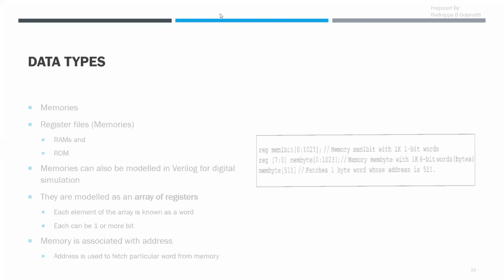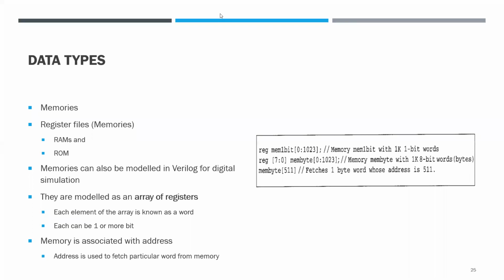So today we'll wind up here, in which we have discussed the net data type. In the coming classes, we'll be discussing integer data types, real data types, how they are stored and represented, then register data types, and memories. All these things we'll be discussing in the coming classes.